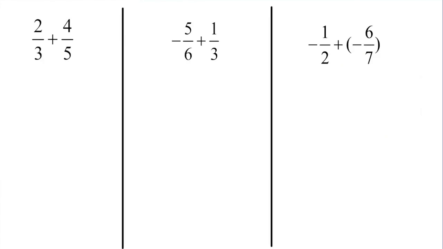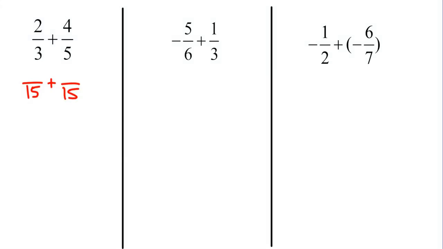So let's take a look at some fractions that do not have common denominators. 2/3 plus 4/5. Well, we're looking at the denominators 3 and 5, and we're looking for the least common multiple of 3 and 5. So their least common multiple is 15. That's the smallest number that 3 and 5 will both divide.